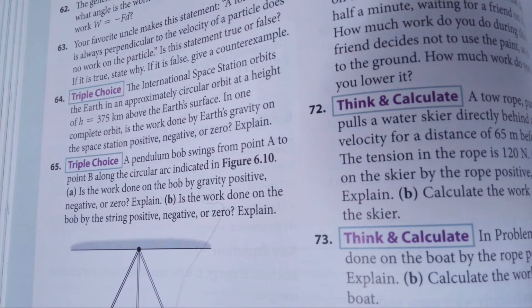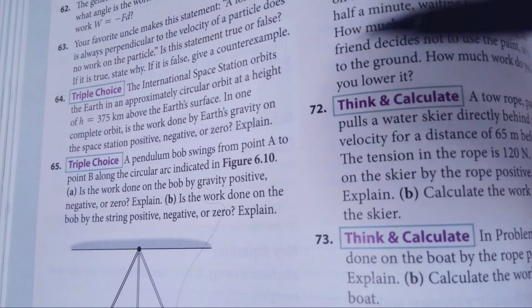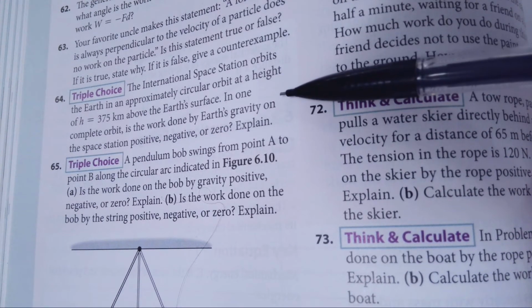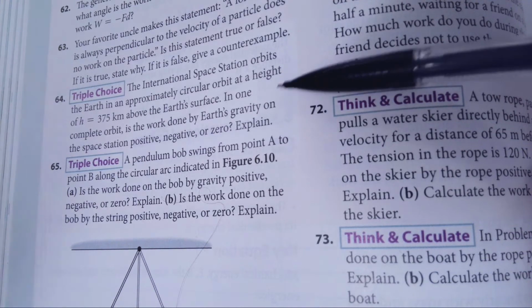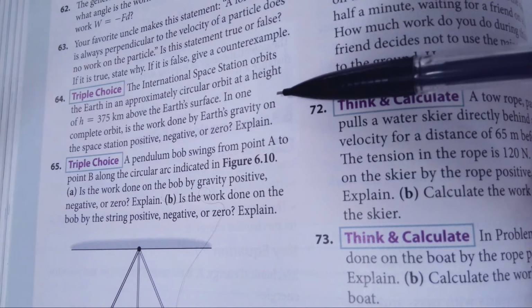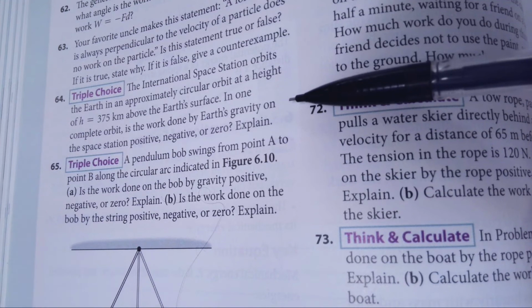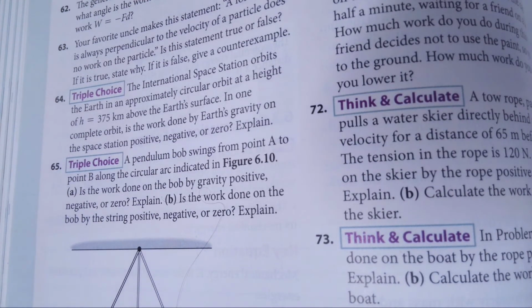Next one, triple choice, so 64, 65, and 66. Let's check the time here. Okay, we're good. The International Space Station orbits the Earth in approximately a circular orbit at a height of 375 kilometers above the Earth's surface. In one complete orbit, is the work done by Earth's gravity on the space station positive, negative, or 0?